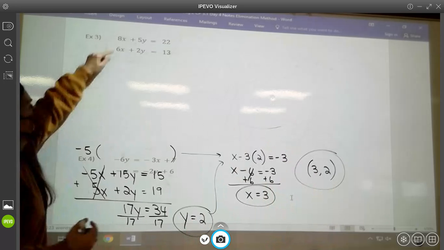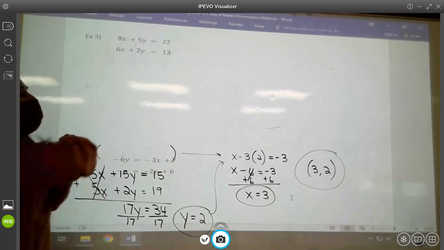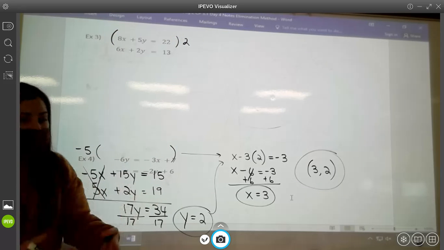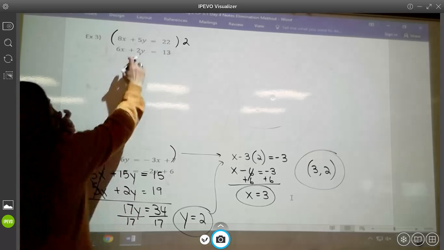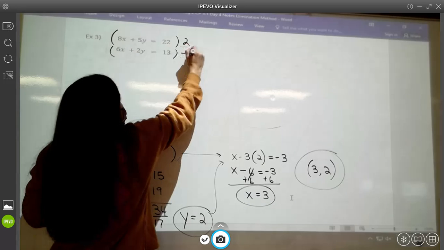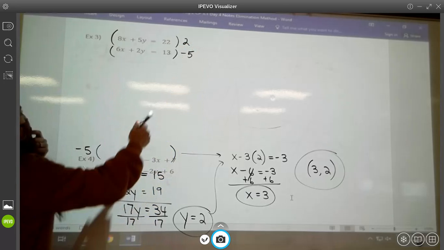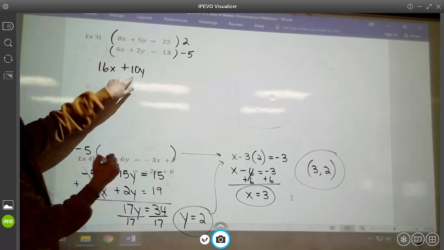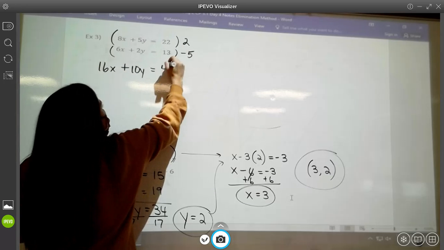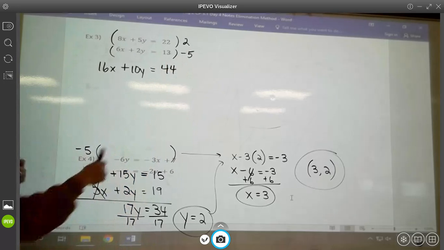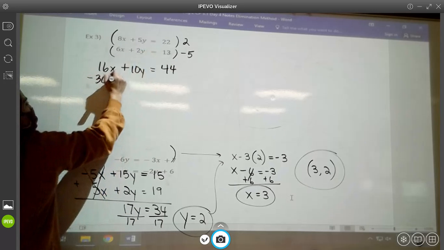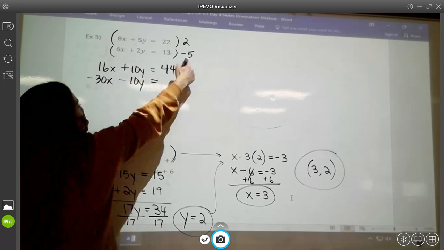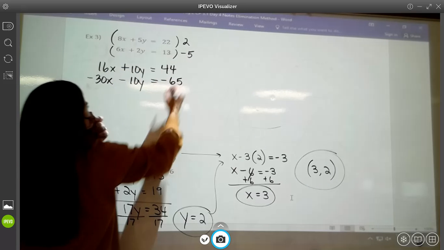All right, so I'm going to make this one a 10 by multiplying the whole top by 2. Then I'm going to have to make this one my negative 10 because one of them has to be negative. So to make this one my negative 10, I'm going to have to times the bottom equation by negative 5. So let's do it. So I'm going to get 16x plus 10y, because that's what we were shooting for, equals 44. And then I'm going to times the bottom by negative 5. I'm going to get negative 30x minus 10y. That's what we want. Look at that. That's beautiful. Equals negative 5 times 13, negative 65.